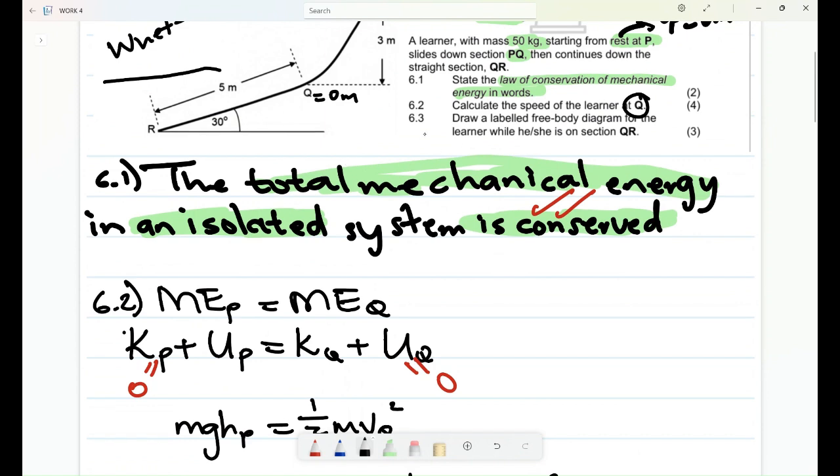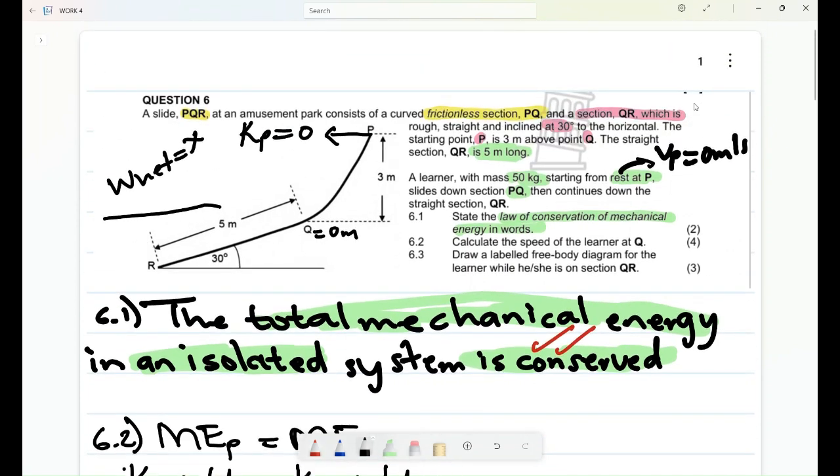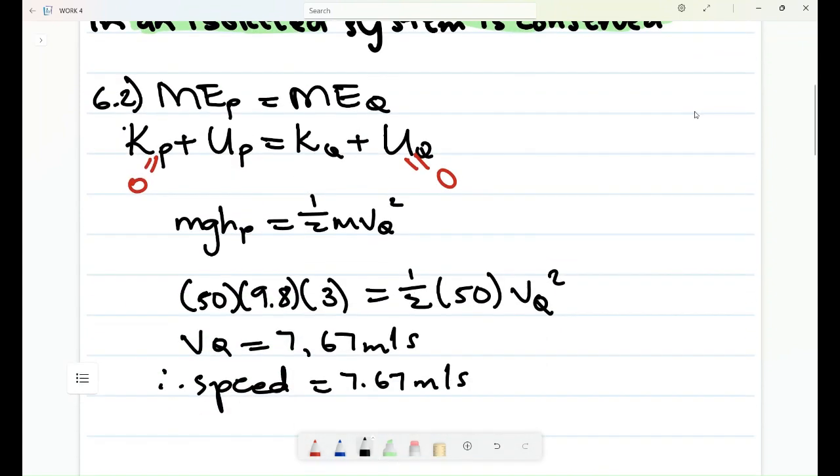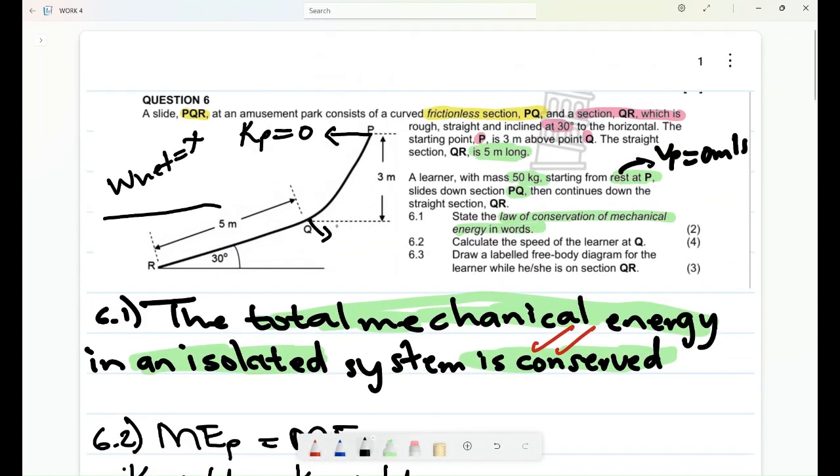So let's go to 6.3. 6.3 says to us, draw a labeled free body diagram for the learner while he or she is on section QR. Section QR, let me remove this. I know the speed here, it is how much? 7.67. This is my speed at Q.